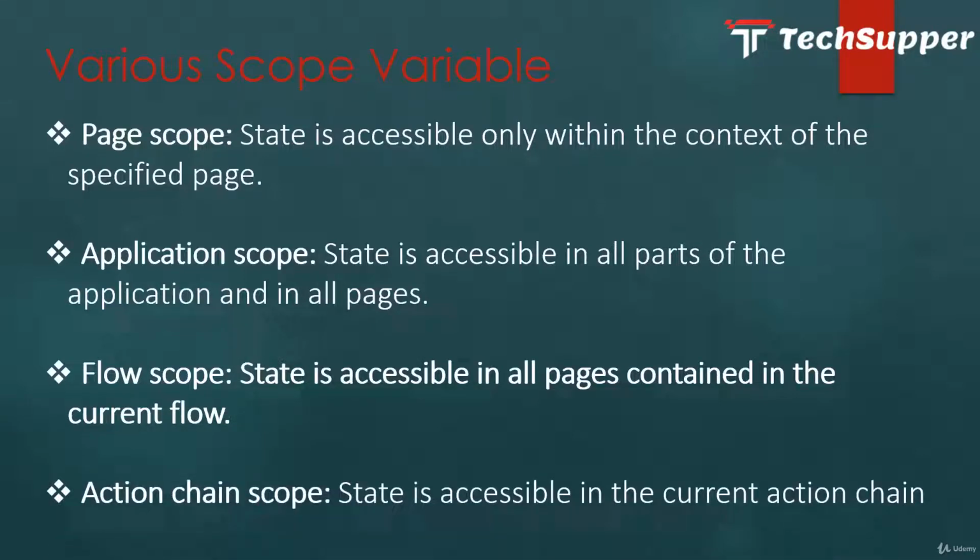Another is action chain scope. You can create a variable under an action chain as well, but the scope is limited to the action chain only. So state is accessible in the current action chain.